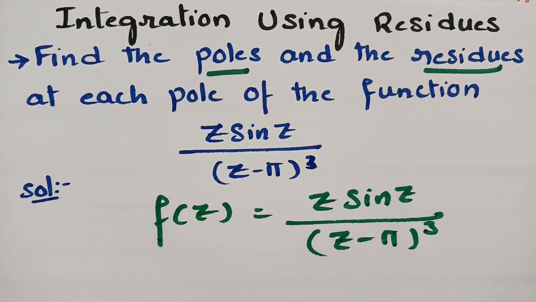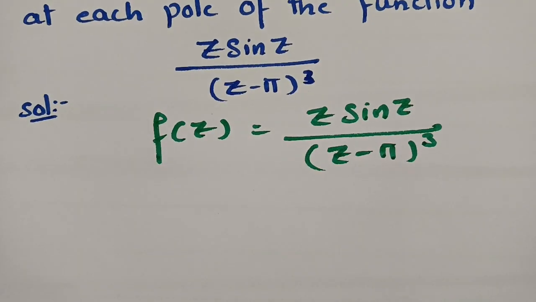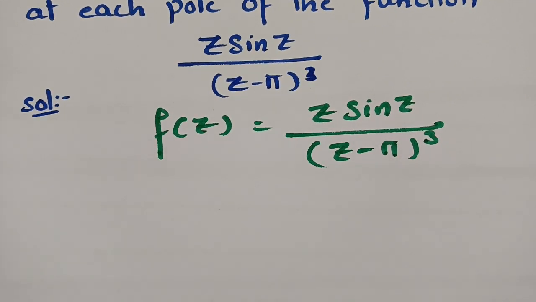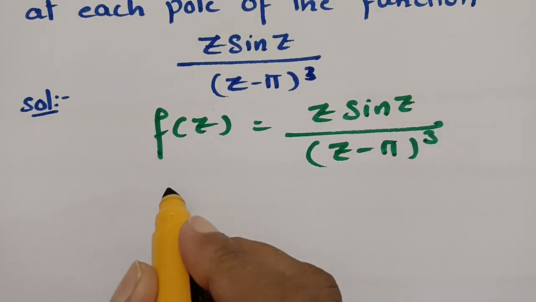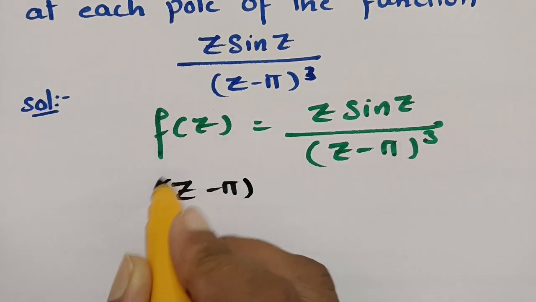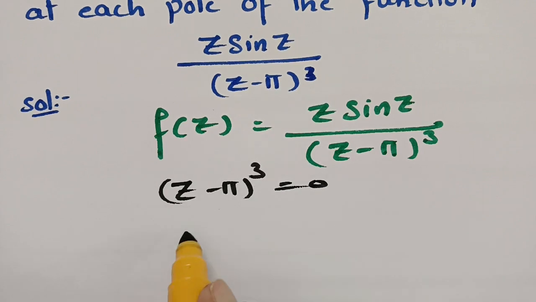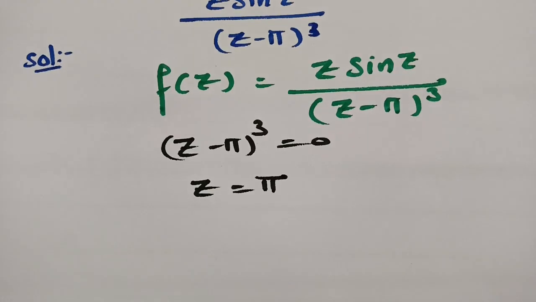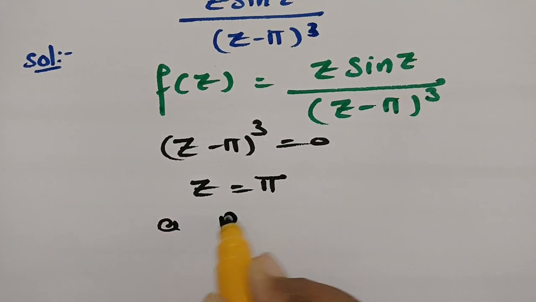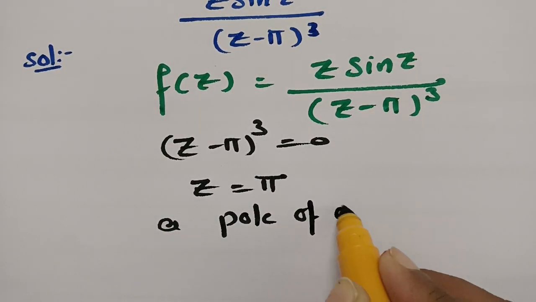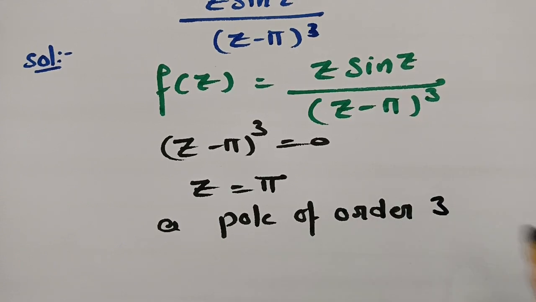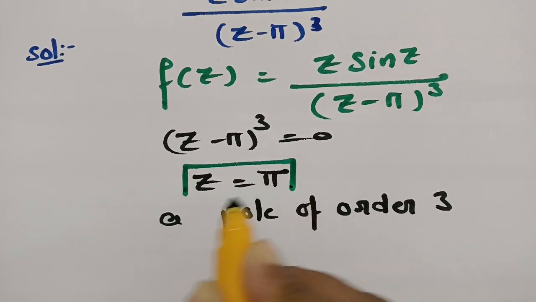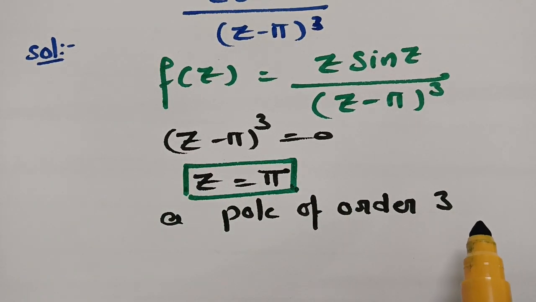Now we have to find the poles for the given function. So in order to find the poles, what we have to do? We have to equate the denominator to 0. So after equating the denominator to 0, z minus pi whole cube is equal to 0. So clearly we got z value as pi, which is a pole of order 3.